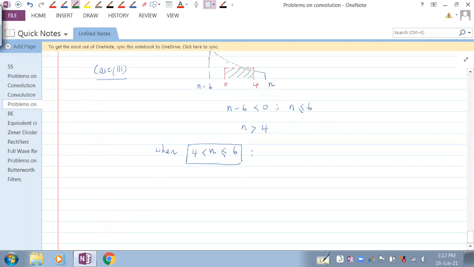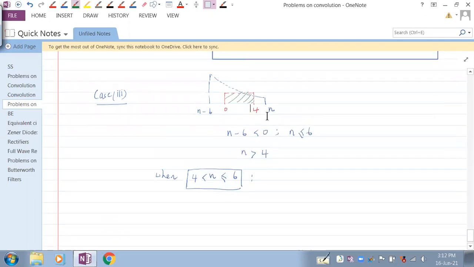Therefore, now what is this blue signal? It is going from n minus 6 to n. So this blue signal is alpha to the power n minus k, and this red signal is what? It's 1. Fine. So therefore, equation number 1 looks like this.